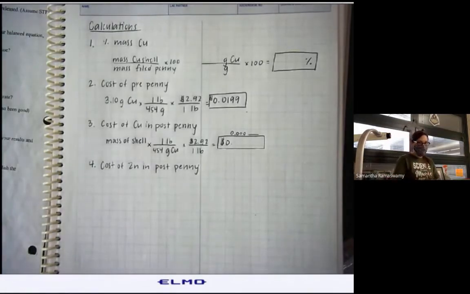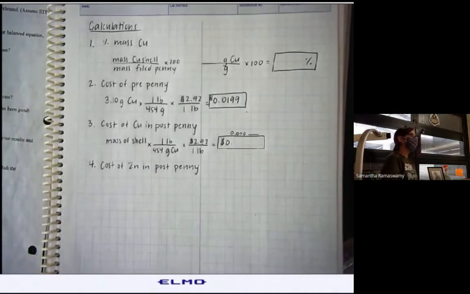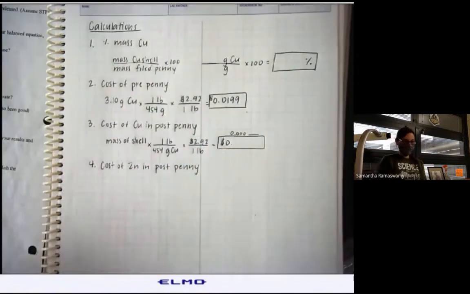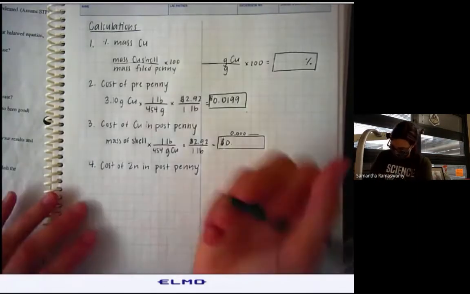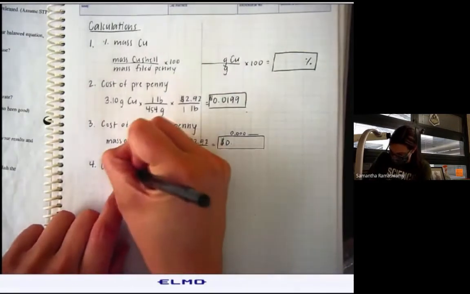Now, with this, we did not actually find the mass of zinc that reacted, because it reacted out of the inside of the penny. However, we do know the mass of the filed penny. We know the mass of the copper shell. So the law of conservation of mass says if we know the mass of the filed penny and we know the mass of the copper shell, how can we find the mass of the zinc? Subtract them.